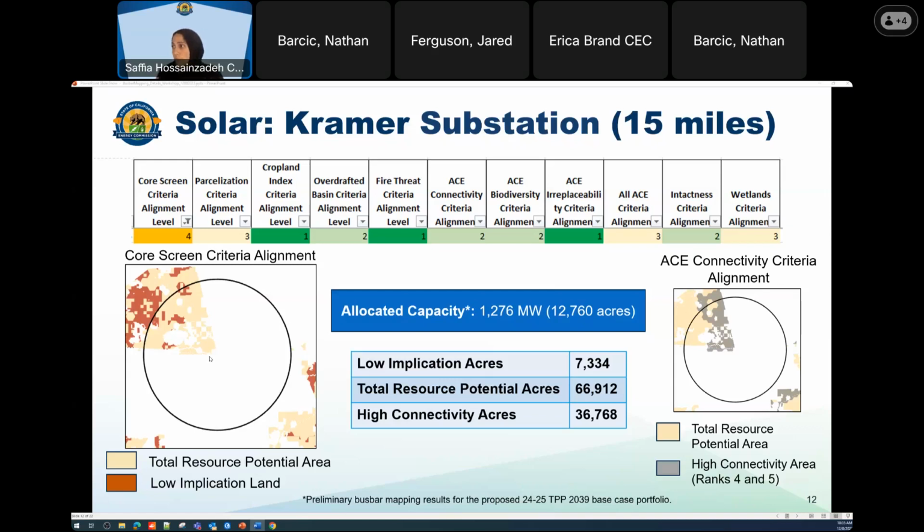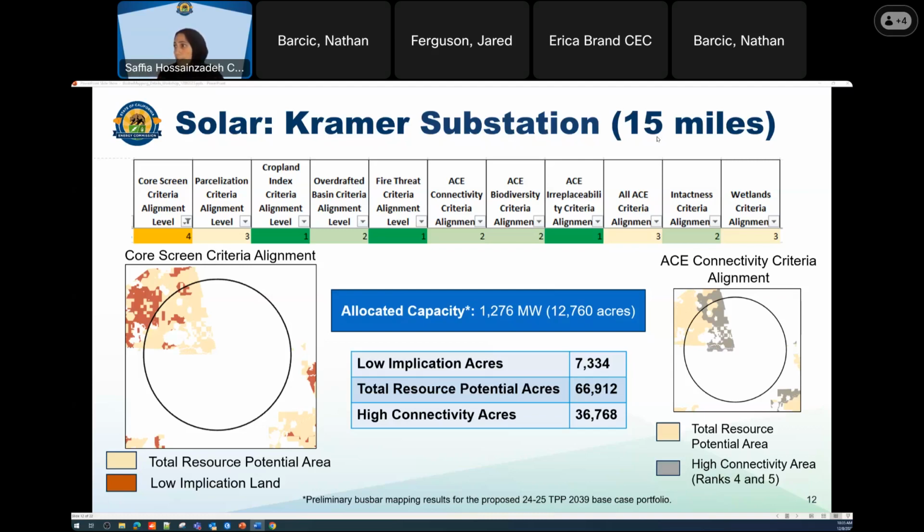And so our geospatial analysis shows us that there's actually about 67,000 acres of total resource potential there. This is looking at a 15-mile buffer around Kramer. So that's what ended up being used for the mapping criteria for this substation. And of that 67,000 acres, there's only about 7,000 of low implication area.